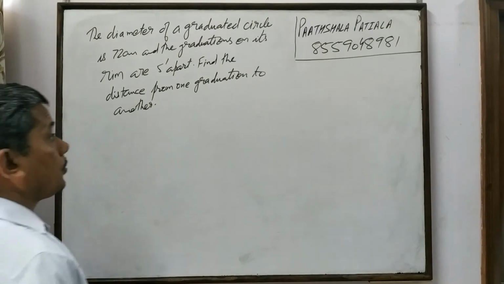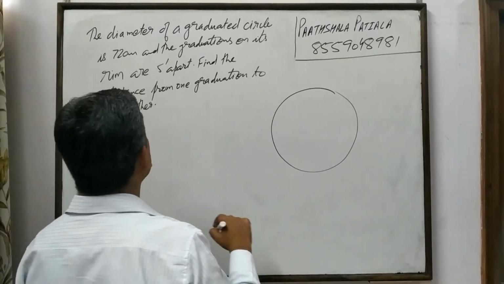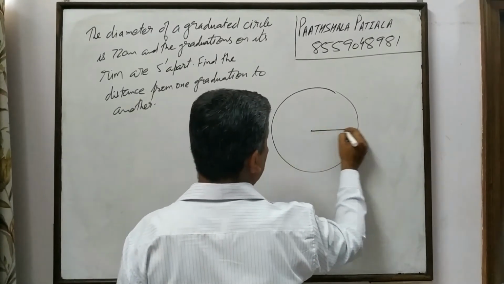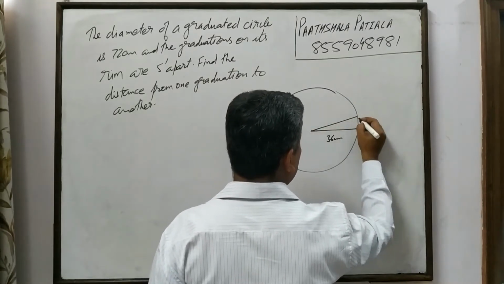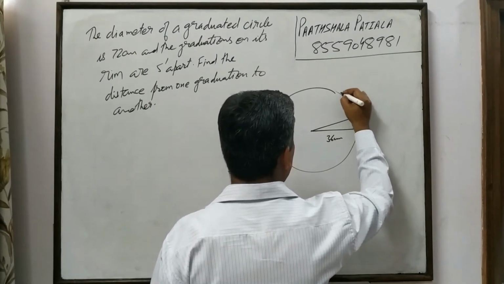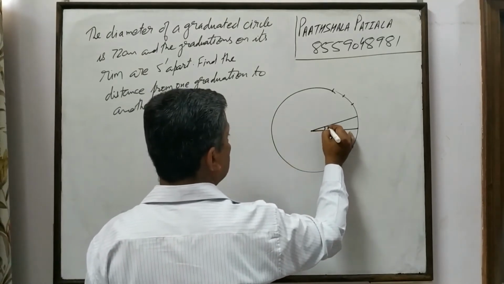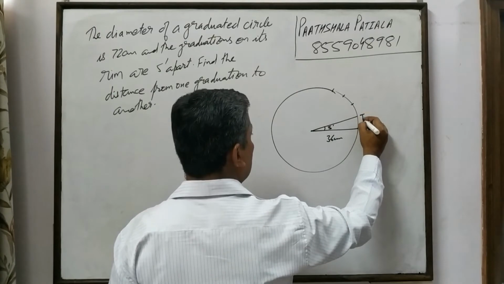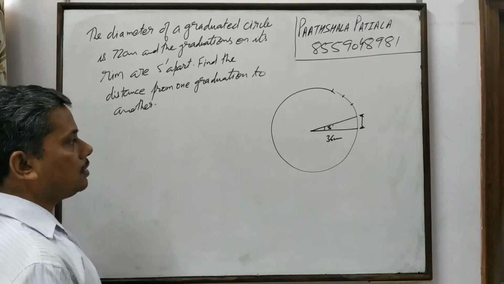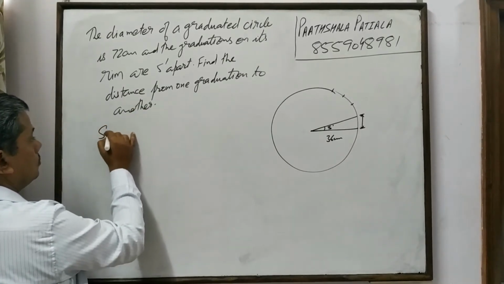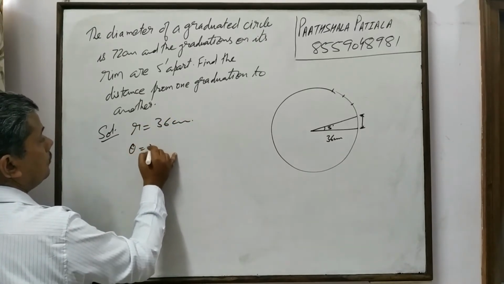Now just check. You have the circle. Radius is, diameter 72, so radius is 36 centimeter. So graduations are done on the circle like this, so that between two graduations the angle is 5 minutes. We need to find how much is the distance between the graduations. So we need to find L. Theta is given, R is given. So R is equal to 36 centimeter, theta is equal to 5 minutes.